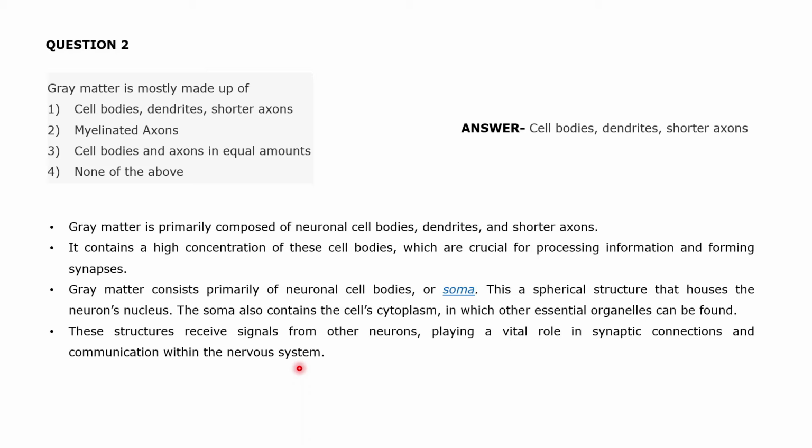Okay, so I think the answer is quite clear. Gray matter is mostly made up of cell bodies, dendrites and shorter axons, while white matter is made up of myelinated neurons.